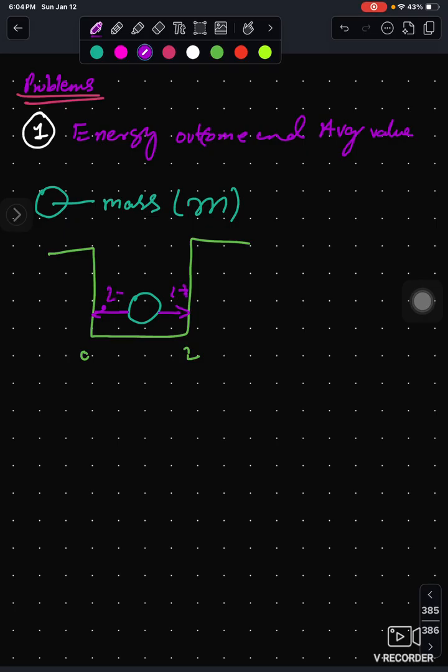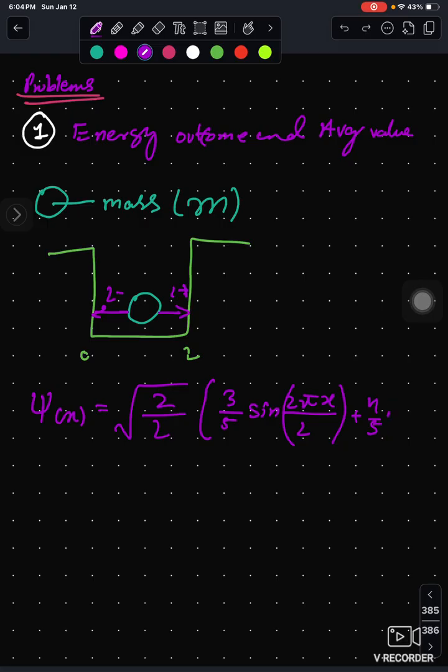The normalized wave function of the particle is given as root of 2 over L, times 3 over 5 sine 2 pi x over L plus 4 over 5 sine pi x over L. It doesn't matter how I write it, it will still give me the same answer.